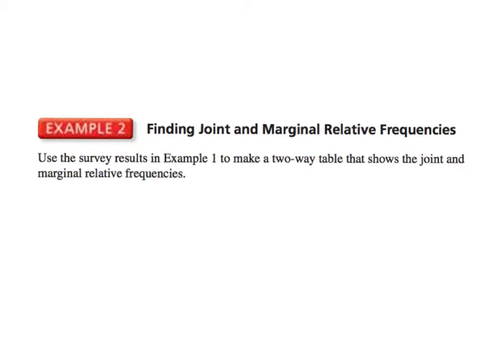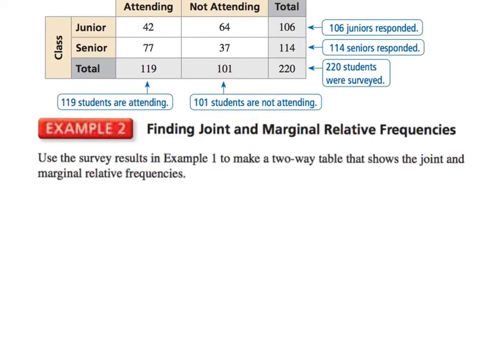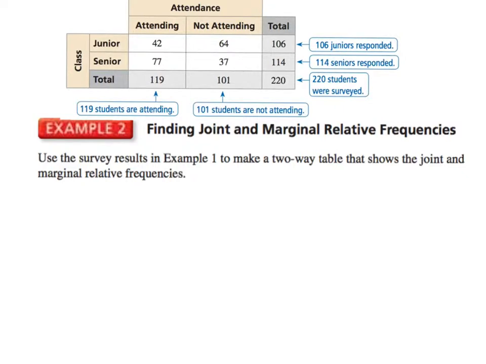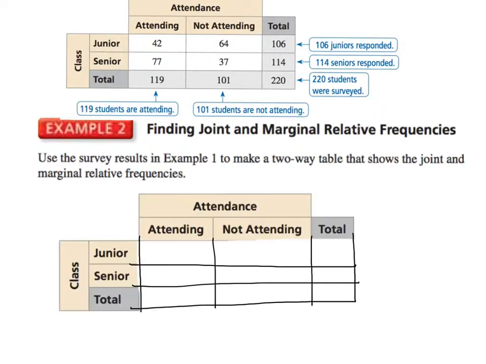We're going to use the survey results from example 1 to make a two-way table. So I'm going to bring in example 1, and we're going to show the joint and marginal relative frequencies. So we're going to take what we know. So there we go. What we have to do is look at what joint relative is.